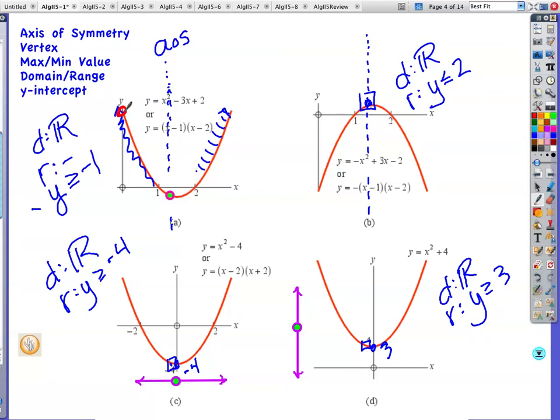That would be, in this case, right here. In this case, it's right here. And down here, the y-axis crosses at that point. Where does this cross the y-axis? Here. Okay, that's your y-intercept. All right, moving along.